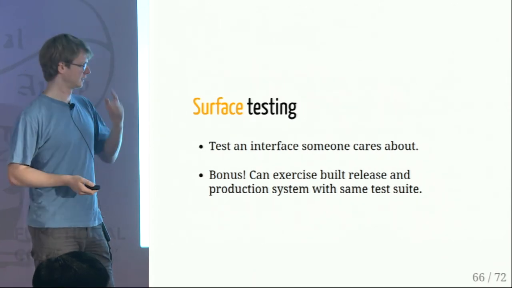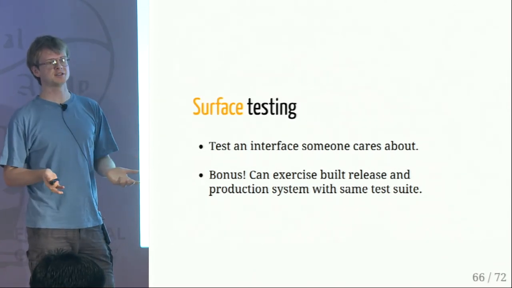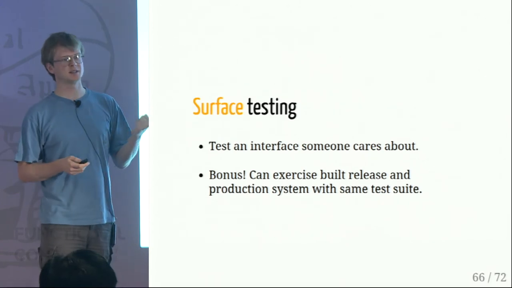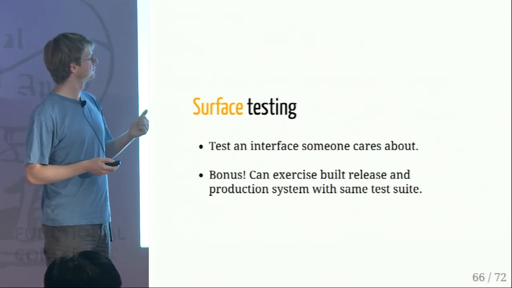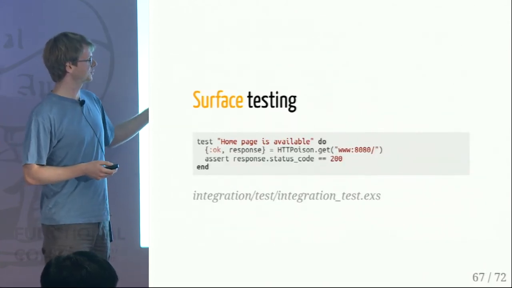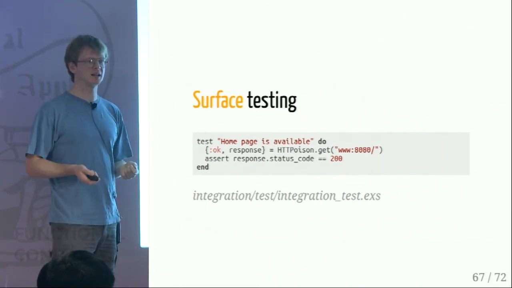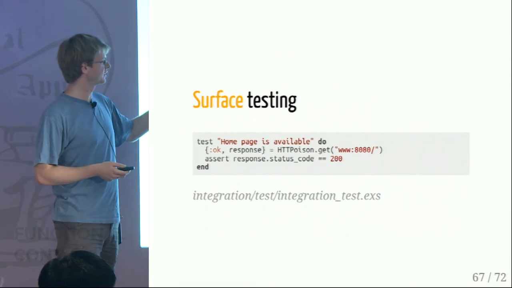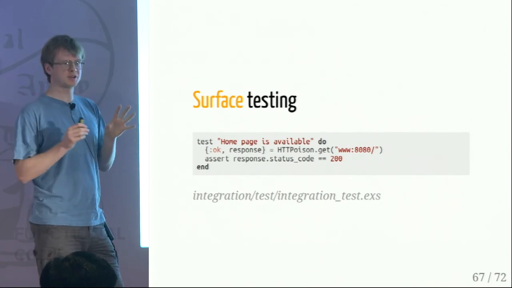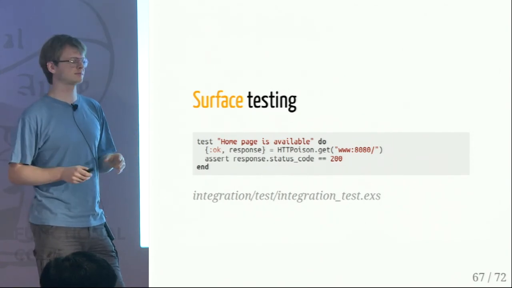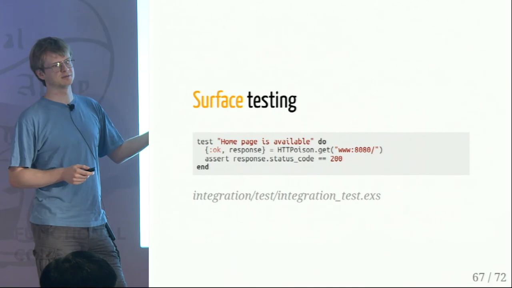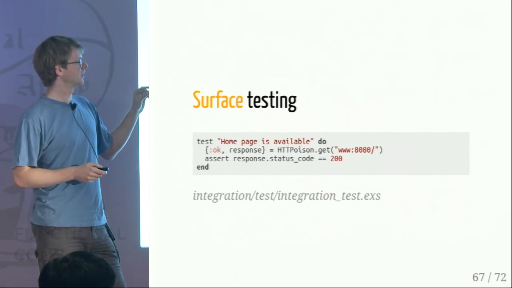Surface testing. This is a term, basically this is integration testing. I call it surface testing because it really emphasizes you should test an interface that someone cares about. So I think I reordered these slides. So surface testing, we'll go to the code base here. In this test suite, I'm using HTTPoison, a client library, to call my web service and test that it does what it should do. I run this in a separate Mix project, so it's a completely separate Elixir application. And what it means is I can actually replace my Elixir application with, say, a Go application and not change the test suite.